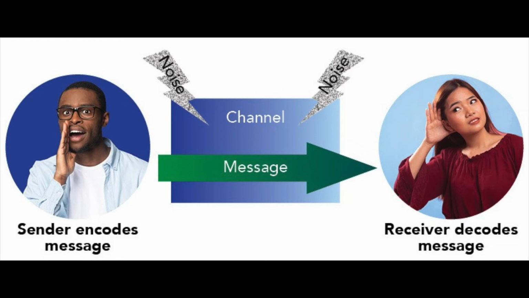Now, let's take a look at noise. Noise is anything that interferes with the receiver's ability to decode and understand the message. There's many types of noise. Environmental or physical noise includes sounds that interfere with the ability to hear messages, such as people talking in the room, police sirens outside, or even the sound of an air conditioning turning on.